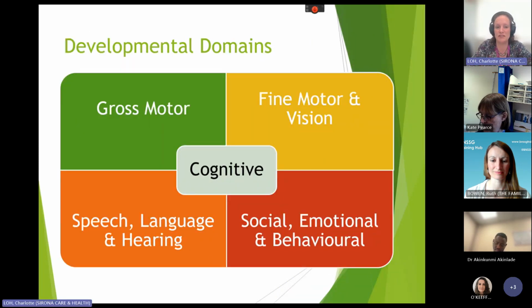Just to remind you what the developmental domains are, for the sake of this presentation, in England, we generally look at the development in these 4 domains: gross motor, fine motor and vision, speech, language and hearing, and social, emotional and behavioural. And then cognitive development sort of encompasses all of those 4 and it can influence all of those 4. So when we're looking at developmental delay or impairment, which I'm going to talk about in a moment, we're talking about each one of those, a specific domain or several domains.